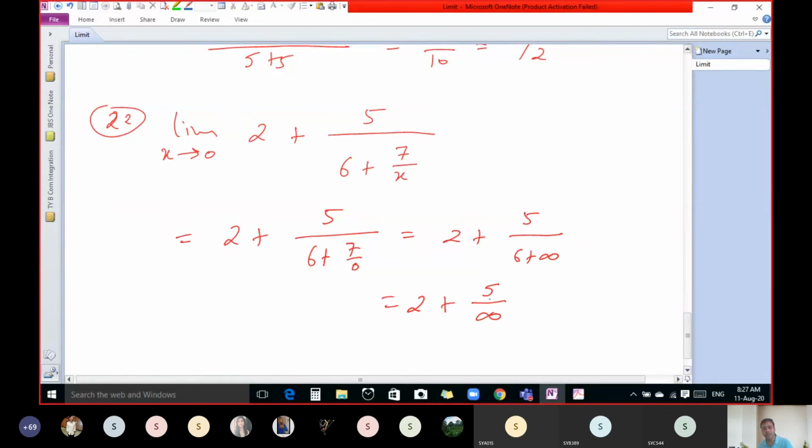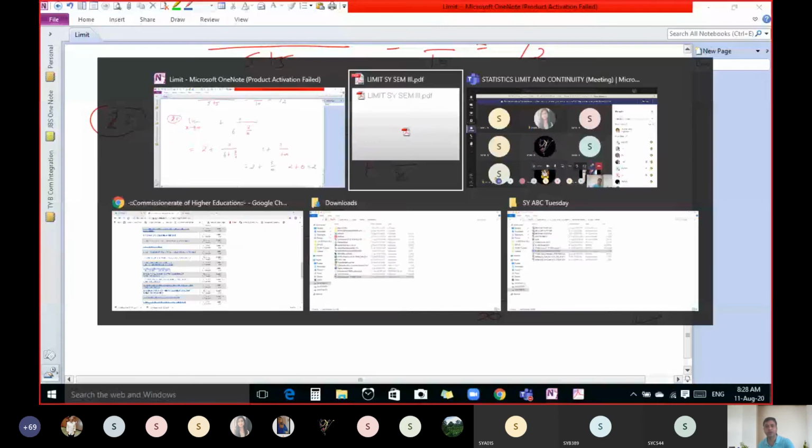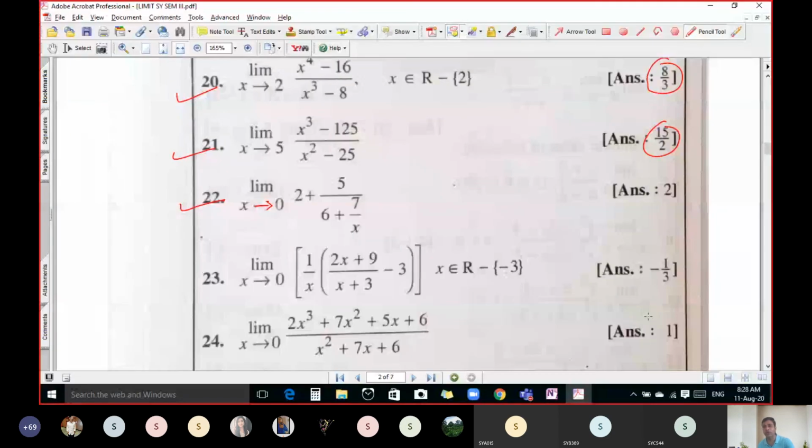And this 5 is as it is. And 5 divided by infinite, any number divided by infinite: let us assume infinite is a small value, 10 lakh. 5 divided by 10 lakh is 0.000005. In fact, 5 divided by infinite is nothing but 0. And 2 plus 0 is 2, and this is your final answer. Nothing more to do. So for question number 22, 2 is the answer.